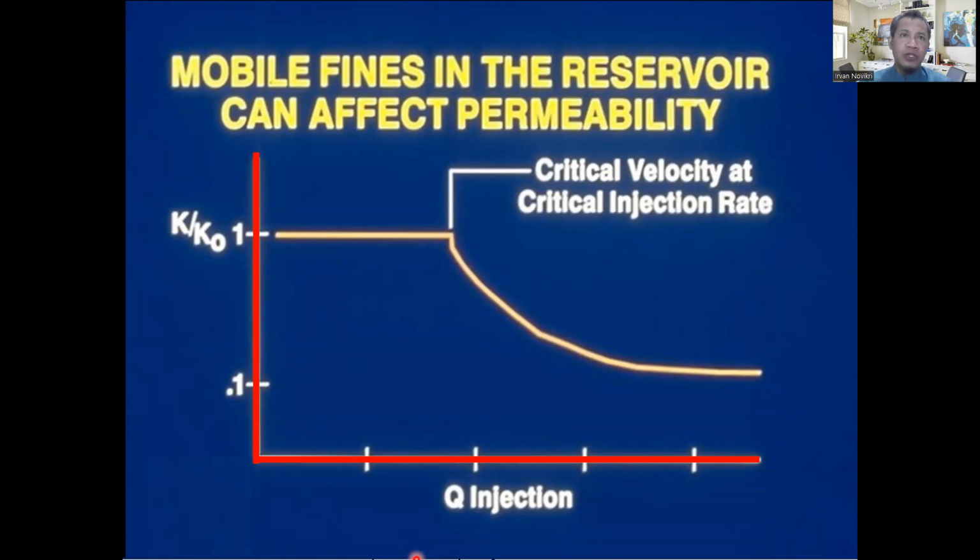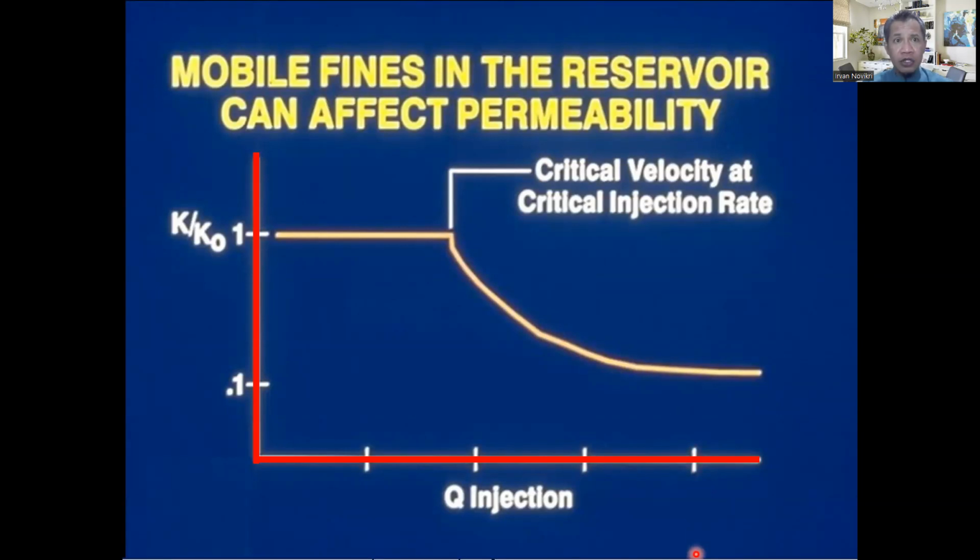And so what we do for the fines migration test is we start with a very low injection rate and pressure and measure the permeability. So we have this plug saturated with the formation brine. And then we start to increase the injection rate. And what will happen, if we have the fines migration problem, is we will reach what we call the critical velocity, or critical injection rate.